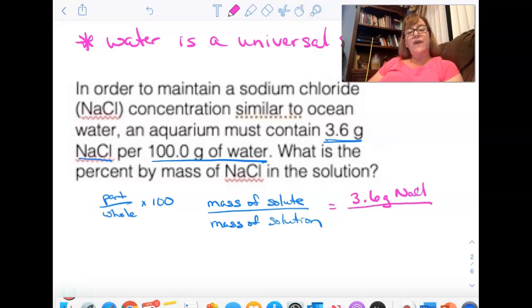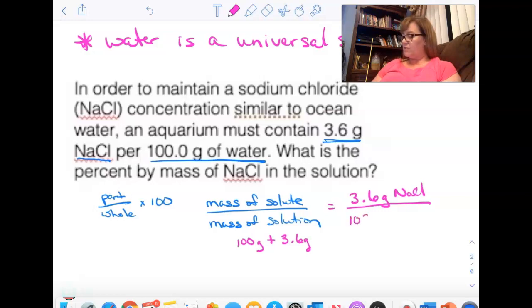Now we're going to divide this by the total mass of the solution. When you figure this out, you've got to incorporate both the mass of the solute and the mass of the solvent. So this is going to be 100 grams of water plus 3.6 grams of the sodium chloride for a total of 103.6 grams.